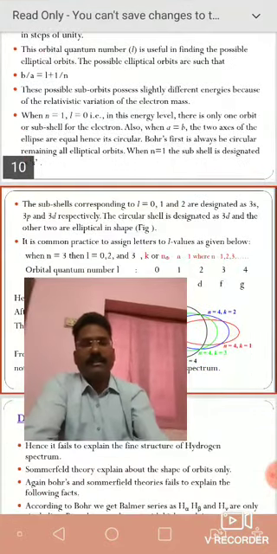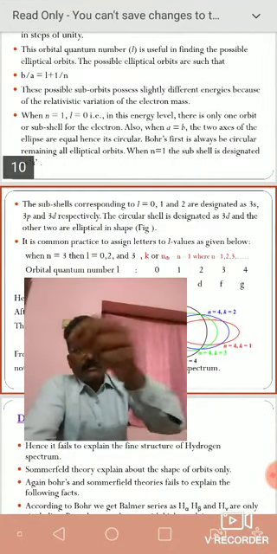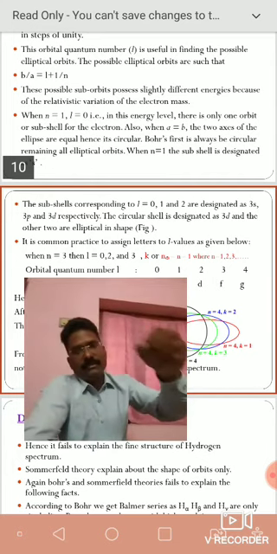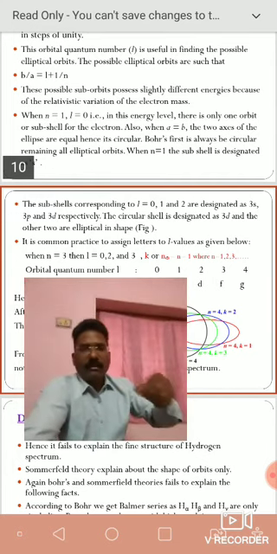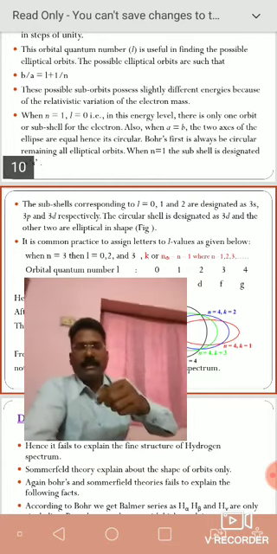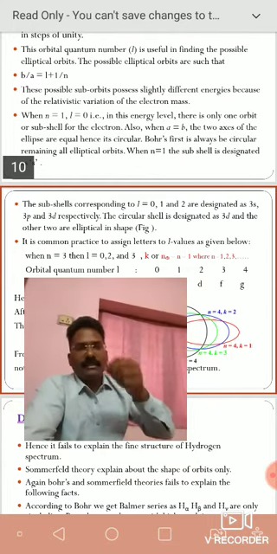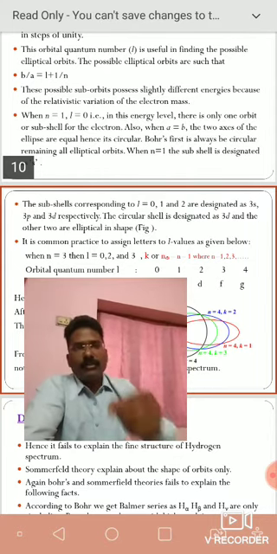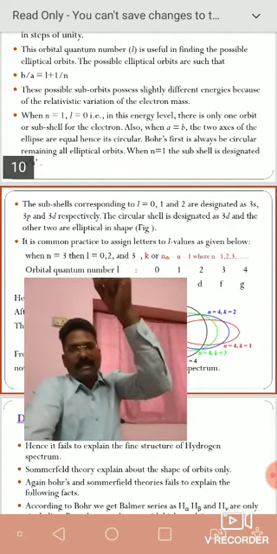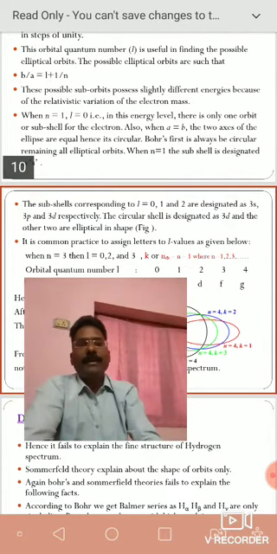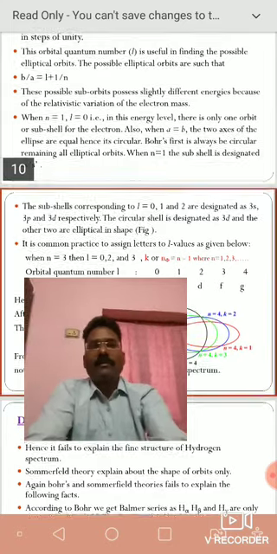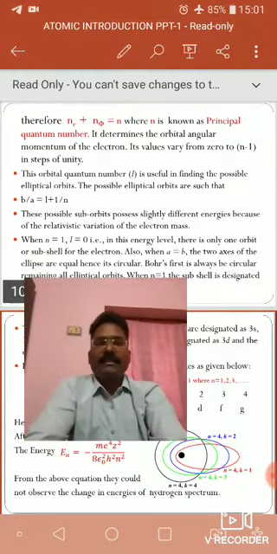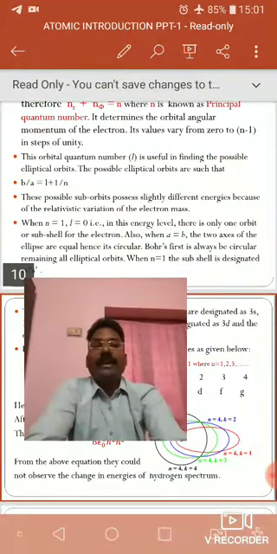It is very clear. Here, if the electron revolves around the nucleus either in a circular orbit according to Bohr or in an elliptical orbit according to Sommerfeld theory, the projection of motion of the electron from the nucleus is represented by L. L is called the orbital quantum number. Orbital quantum number is represented by L. L is equal to n minus 1. n is the principal quantum number, an integer value.